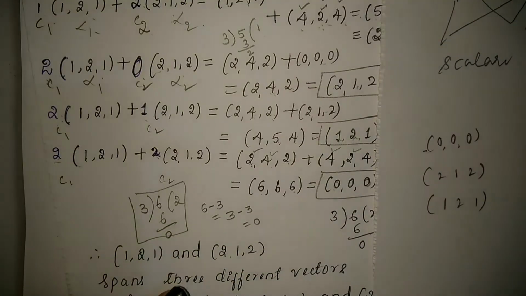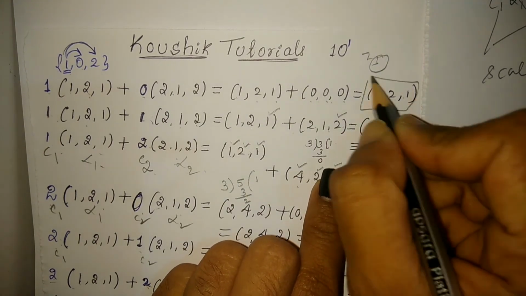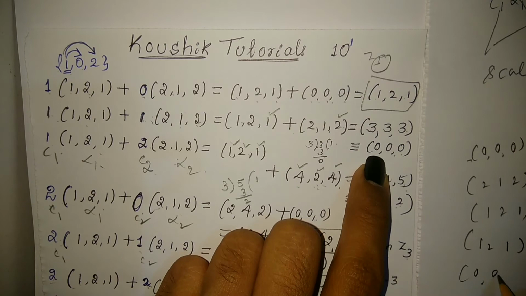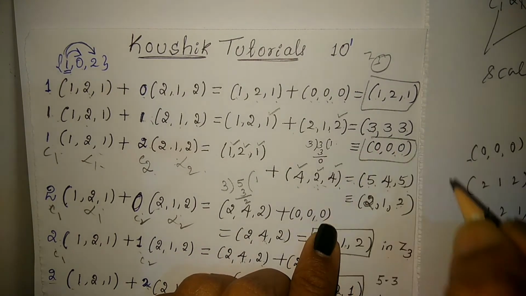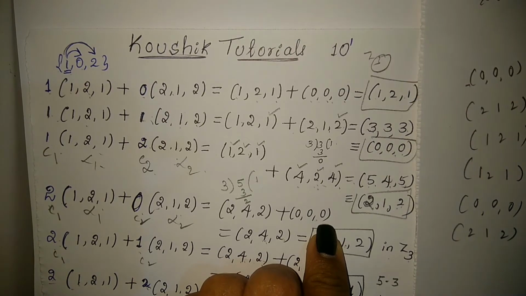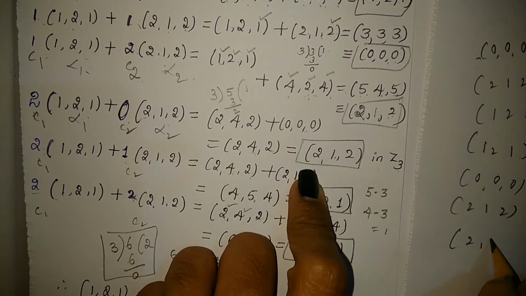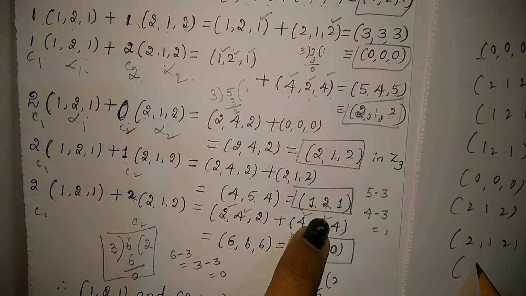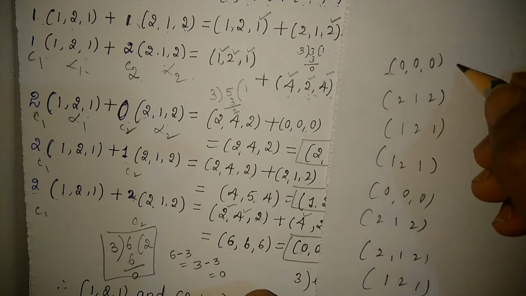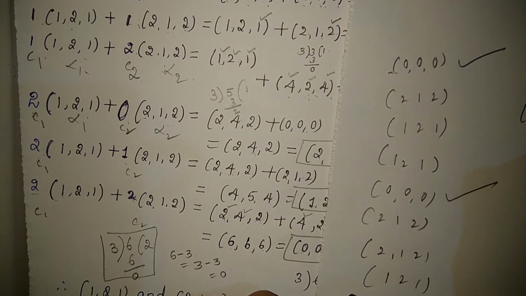Okay. So in the next sheet here I am getting 1 2 1, 0 0 0. And here the element 2 1 2 for this. So in the next case I am getting 2 1 2, 1 2 1 and 0 0 0. So what are those? 0 0 0 repeated. Just write 0 0 0 one time.